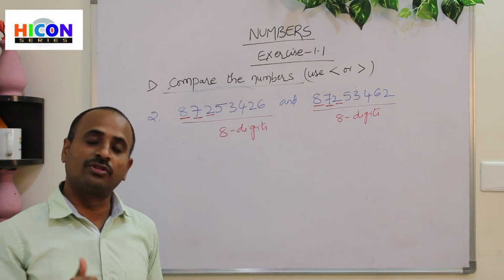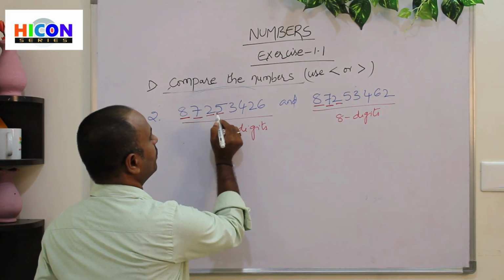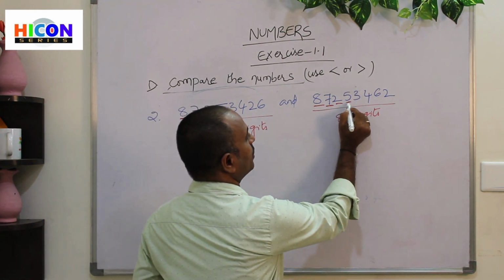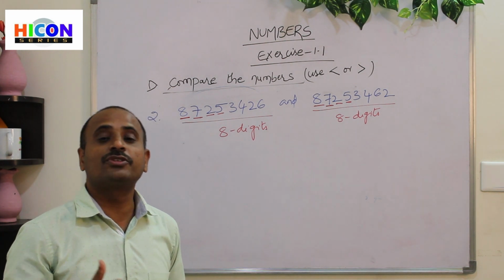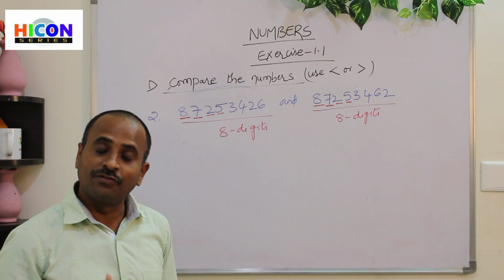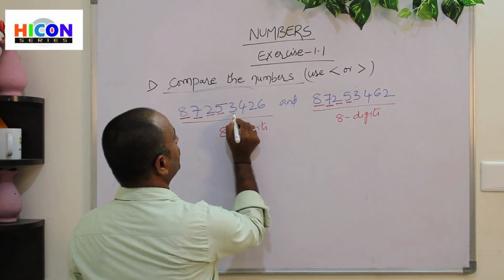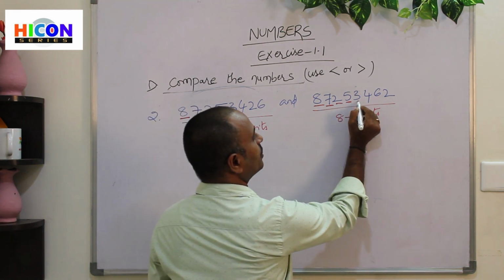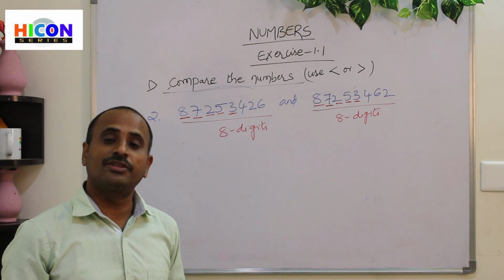Now compare the fourth digit in each number. Here the fourth digit is 5. In the second number also, the fourth digit is 5. So the fourth digits are also the same in both the numbers. So then go to the fifth digit. Compare the fifth digit in each number. Here the fifth digit is 3. Here also the fifth digit is 3. So the fifth digits are also the same.